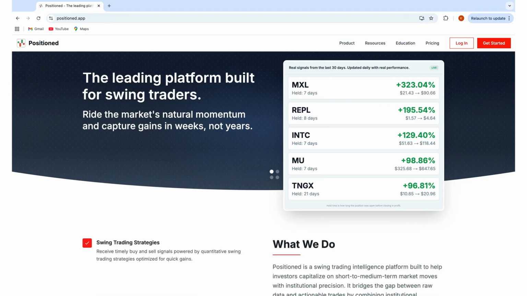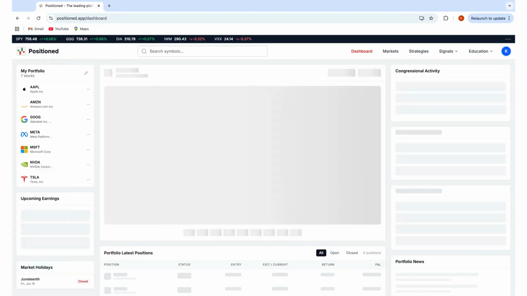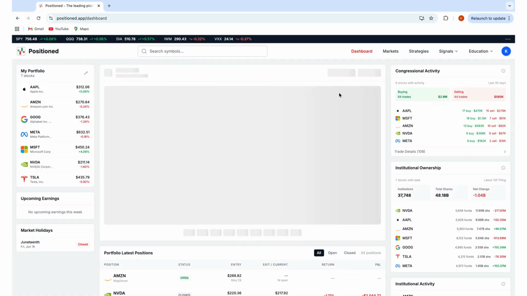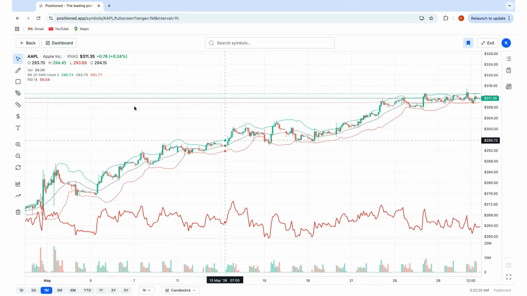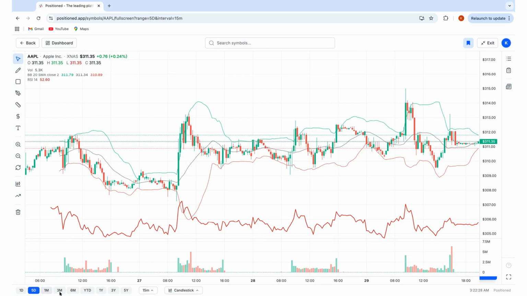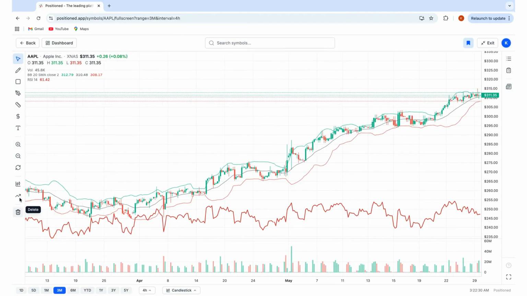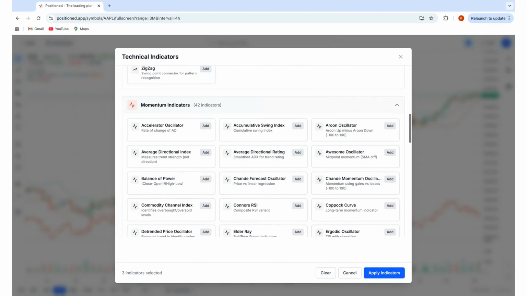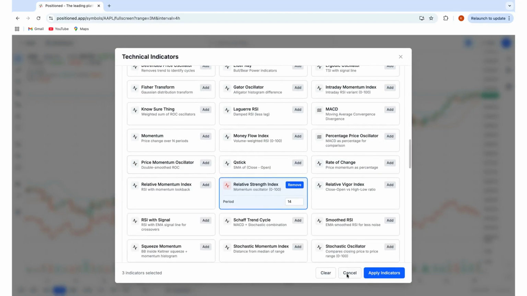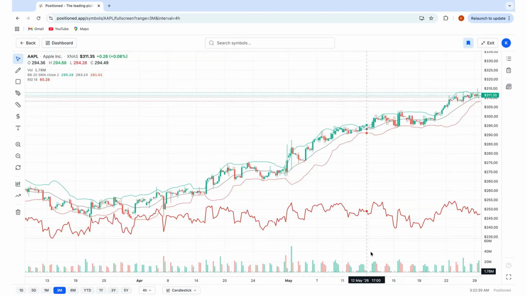Before we dive deeper, let's see how traders can analyze breakout setups directly inside Positioned.app. Open the dashboard and launch the full-screen chart for any stock on your watch list. The expanded chart view gives you a distraction-free environment to study key resistance levels, volume behavior, and consolidation patterns with precision. You can quickly switch between time frames, apply technical indicators like RSI, MACD, or Bollinger Bands, and zoom in on breakout zones to evaluate entries and risk in real time.